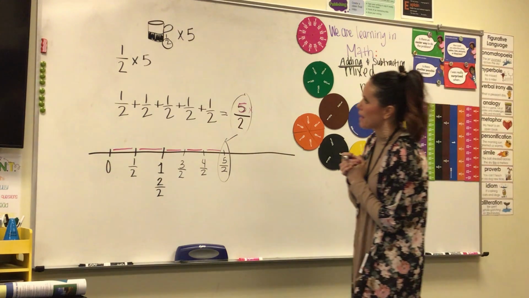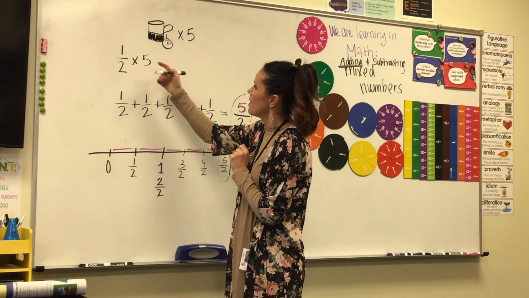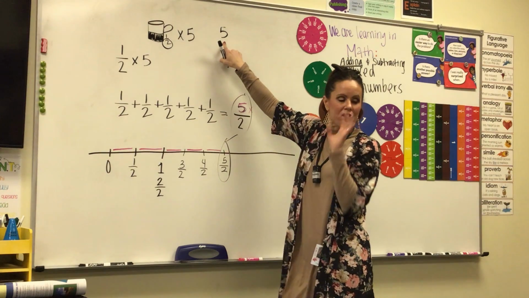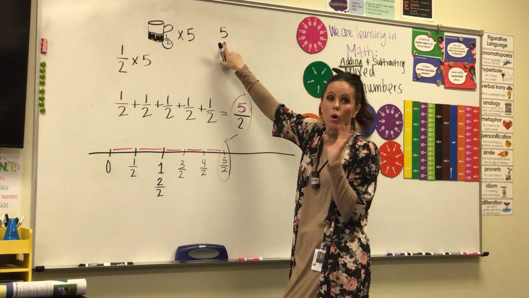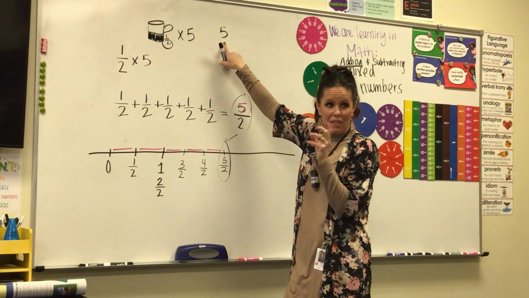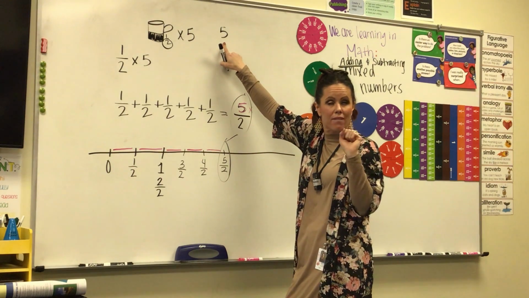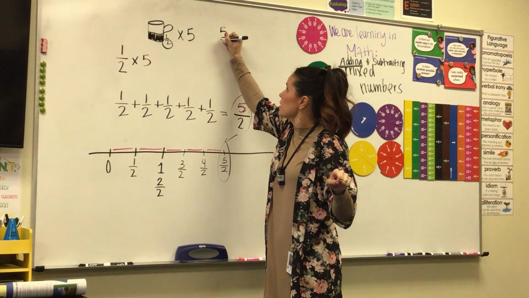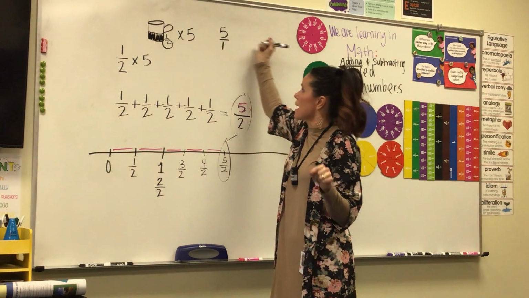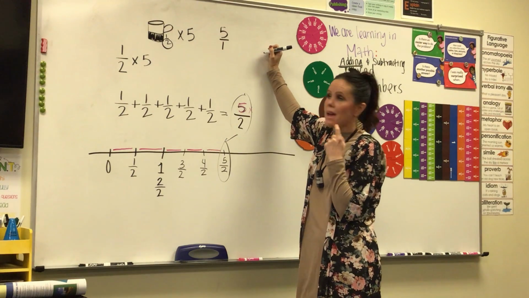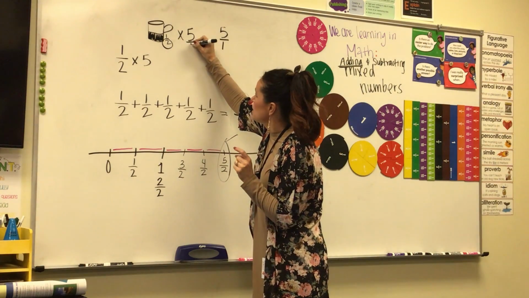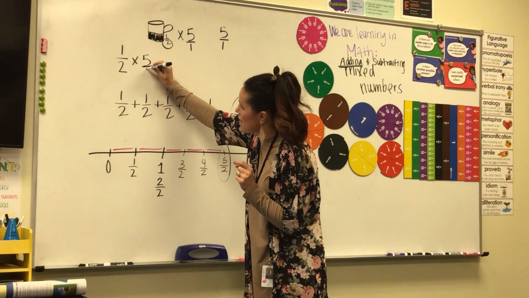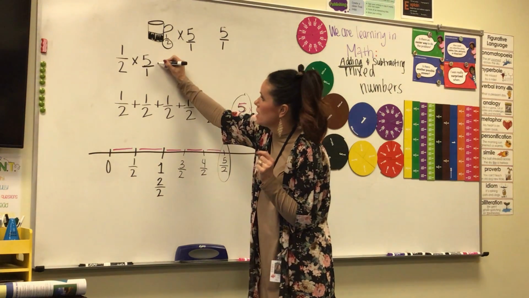The other way I could solve is take this 5. How do I make 5 into a fraction? So 5 wholes. So 5 entire cups. 5 entire half cups, I meant. How do I make it into a fraction, Danica? It's not showing, but it's just sitting right there like that. Can you see that? Every whole can be made into a fraction just by adding a 1 underneath it. So I can also take this 5 and make it into a fraction.